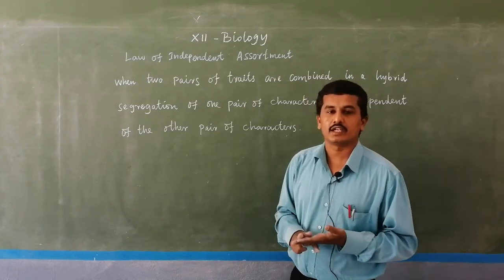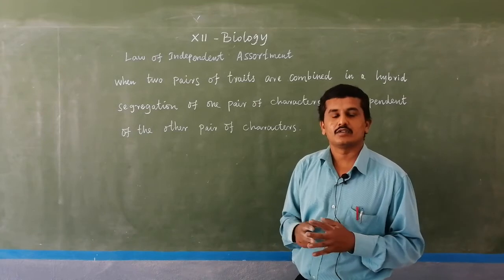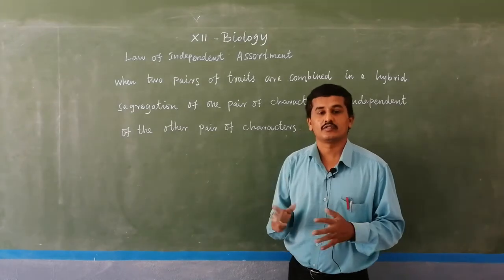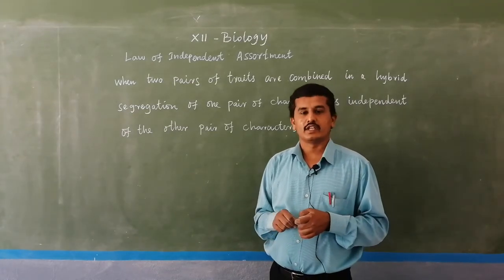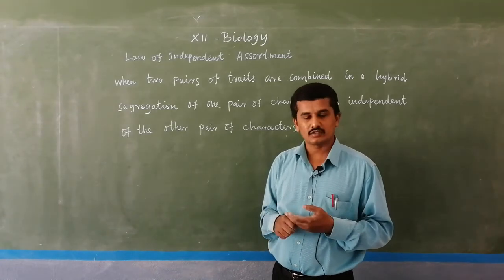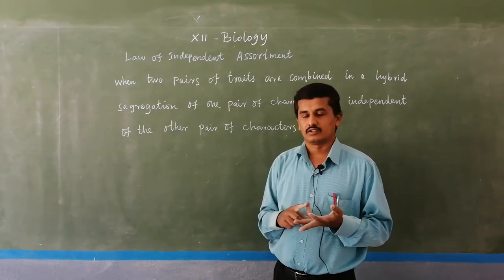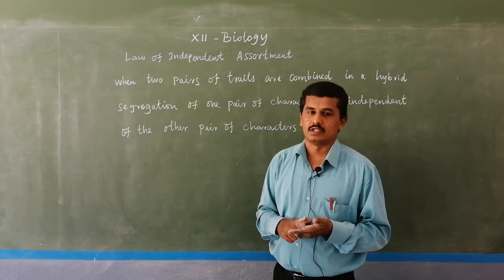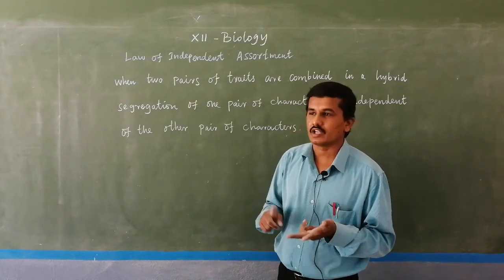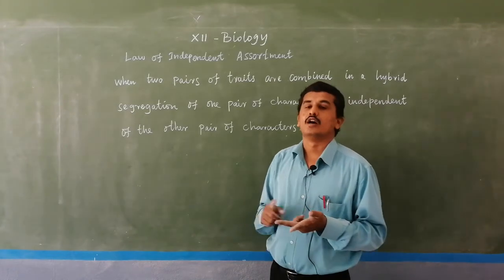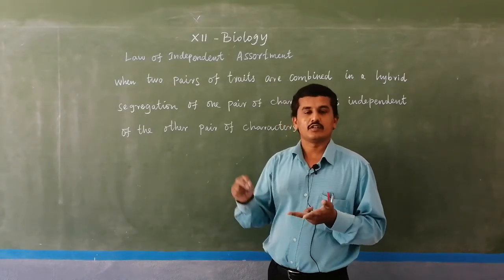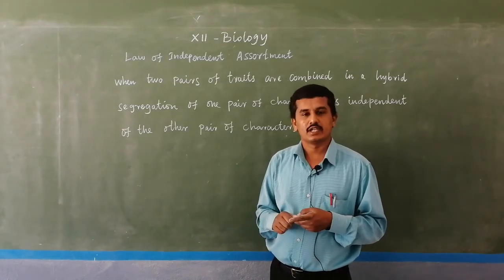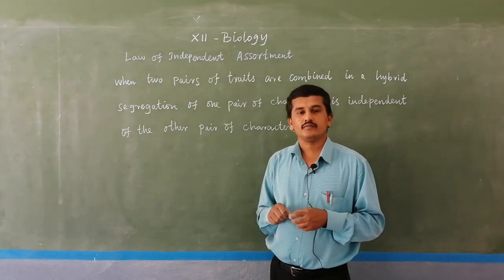So Mendel totally formulated three laws. The three laws are collectively known as the principles of inheritance, or laws of inheritance: the law of dominance, the law of segregation, and the law of independent assortment. The first two laws, dominance and segregation, are related to the monohybrid cross, that is inheritance of one gene, and the law of independent assortment is related to the dihybrid cross, that is inheritance of two genes.